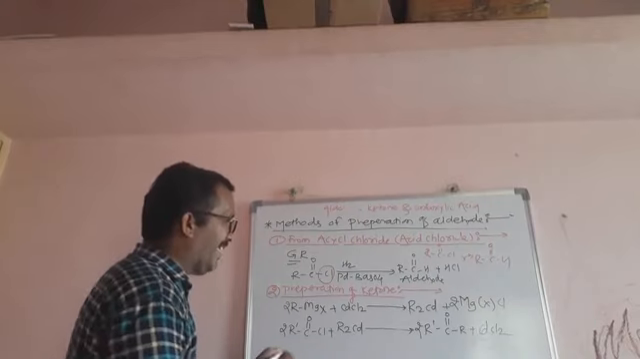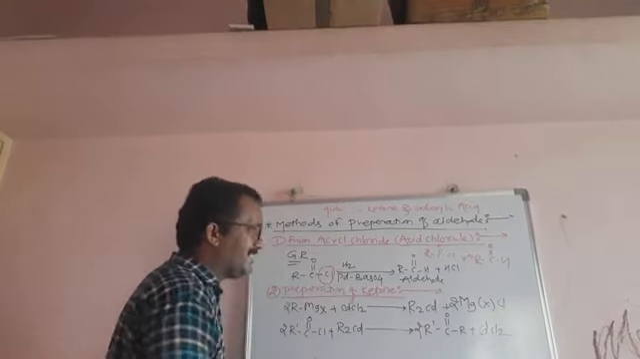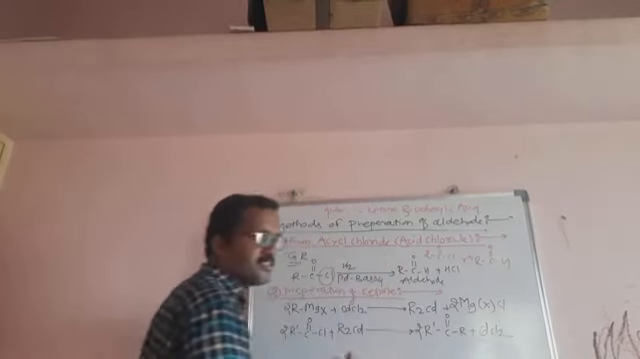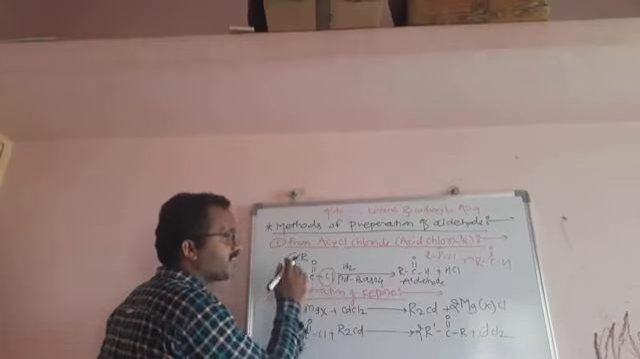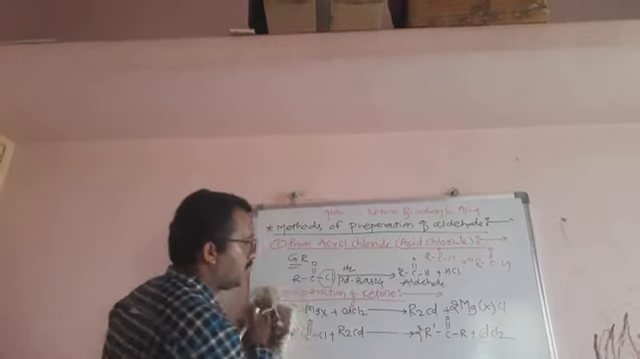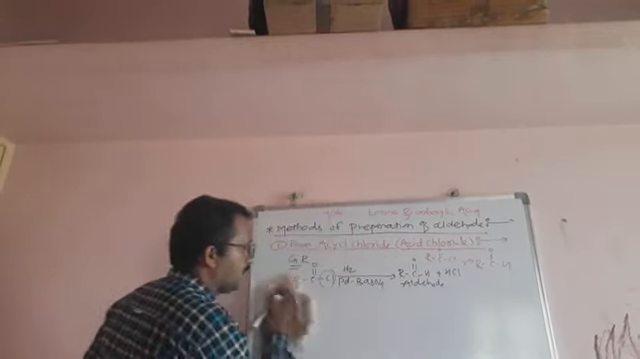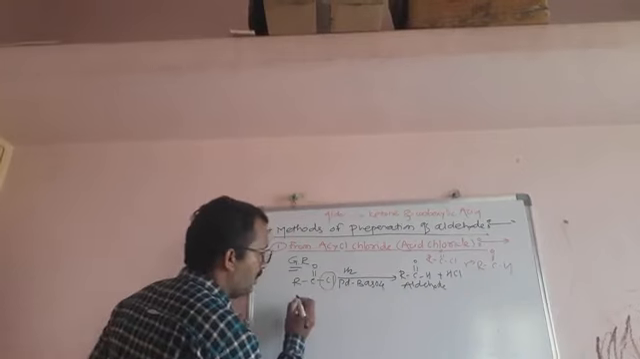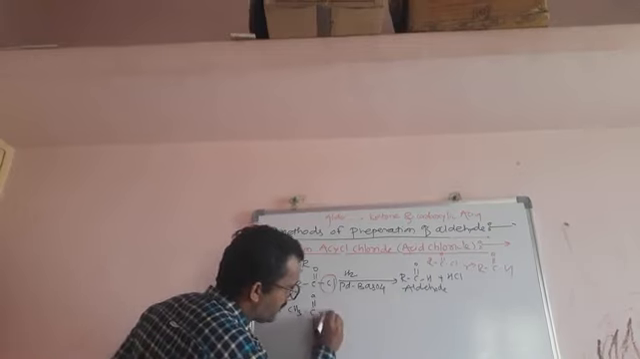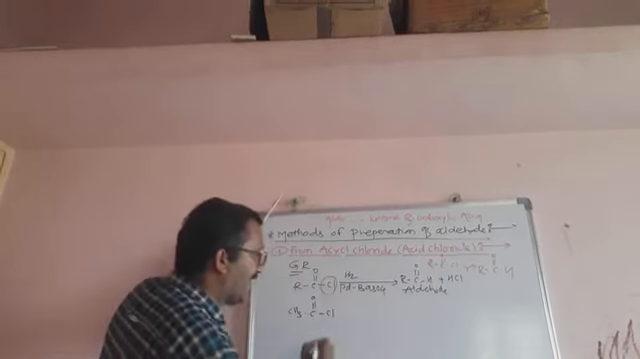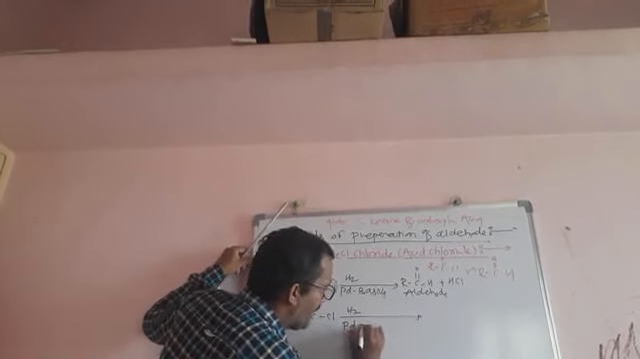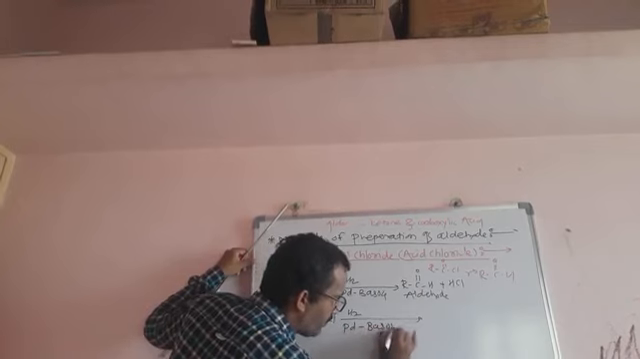This is the general reaction; we only change the alkyl group and the reaction remains the same. The reaction is acetyl chloride, CH3 C double bond O Cl, undergoing hydrogenation in palladium and barium sulfate.